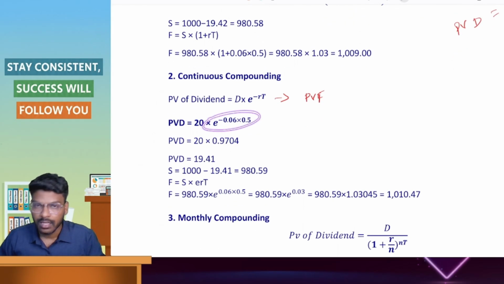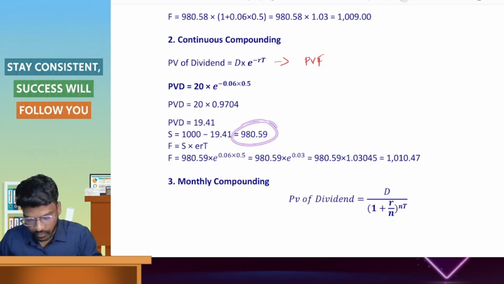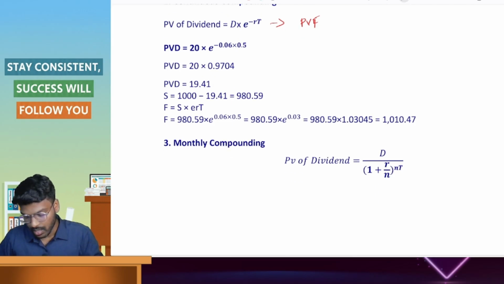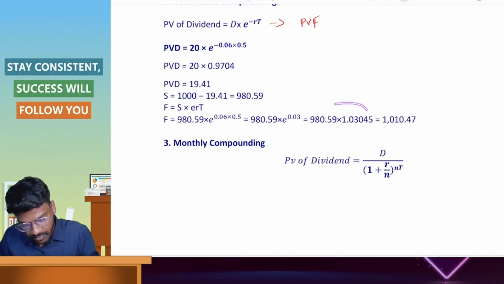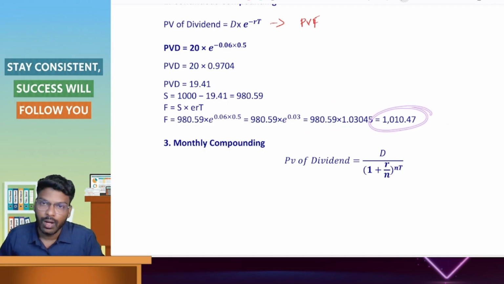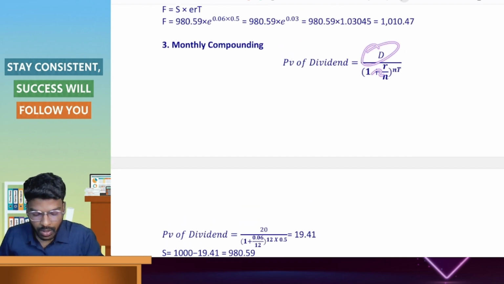20 into e power minus RT, multiplied with 0.9703. So adjusted spot price will be 1000 minus 19.41, which will give you 980.59. So computation of future price equal to spot price multiplied with e power RT, not 1 plus RT. The e power RT value is given in the question. So we have to multiply it with the e power RT value, then we will get a value of 1010 rupees 0.47.